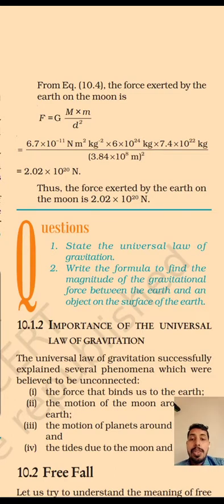State the universal law of gravitation. What is the universal law of gravitation? Every object attracts each other, and the force is directly proportional to the product of the masses and inversely proportional to the square of the distance. Okay, and the force acts along the line joining the centers of the two objects.